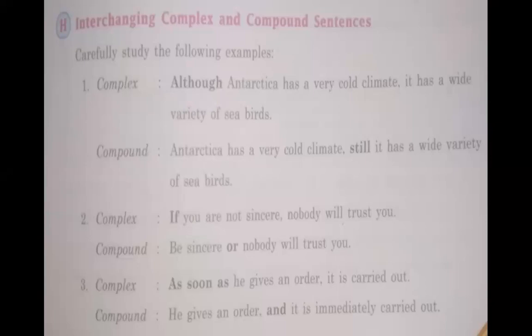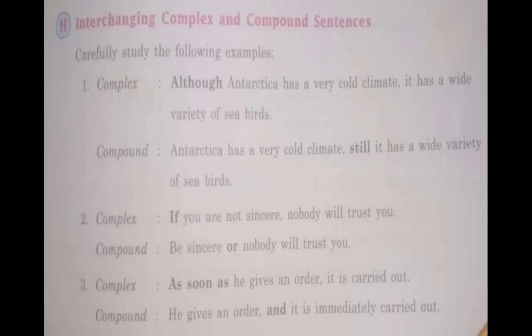So see, complex sentence is, although Antarctica has a very cold climate, it has a wide variety of seabirds. It has a wide variety of seabirds is a principal clause. Although Antarctica has a very cold climate is a subordinate clause.